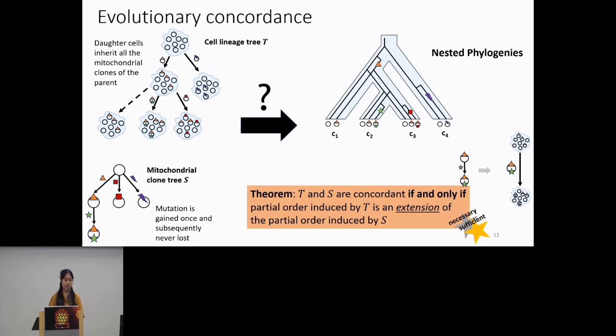In our paper, we formalized this as a theorem which states that a cell lineage tree T and a mitochondrial clone tree S are concordant if and only if the partial order, which is the ancestor-descendant relationship induced by the cell lineage tree T, is an extension of the partial order induced by the mitochondrial clone tree S.